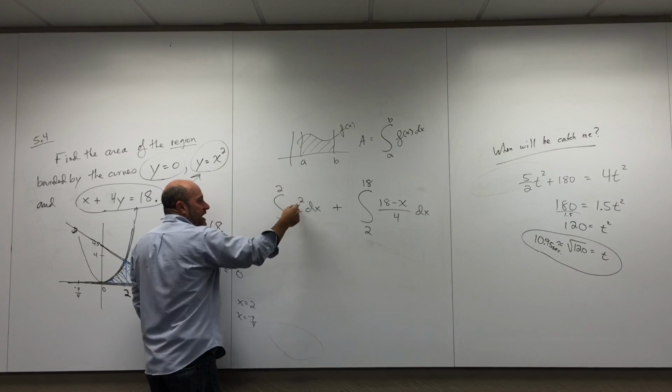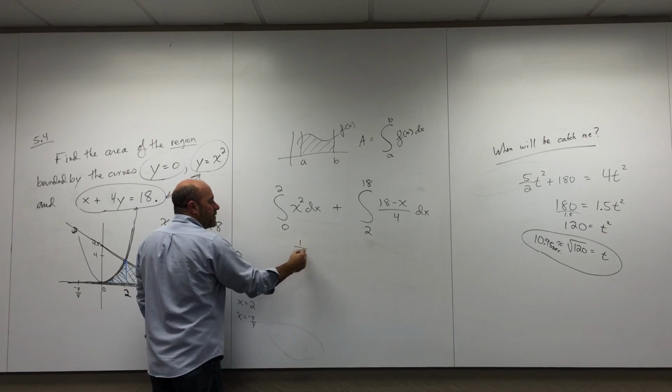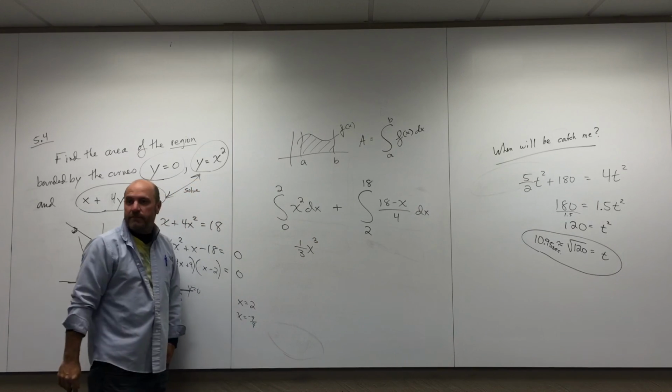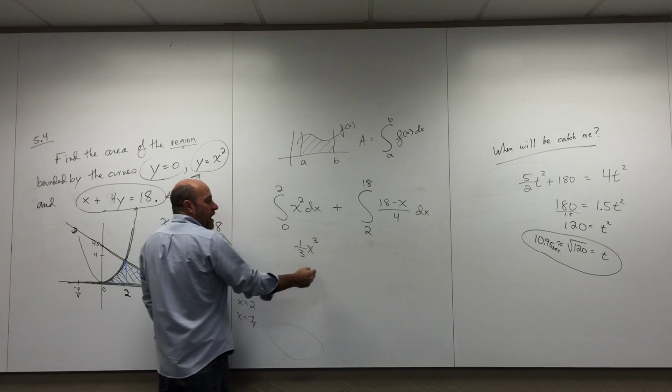5.3. So how do you integrate x squared? X to the cube over 3. That's it, right? Yeah. So you have to know how to do that. And then, from 0 to, and then what?